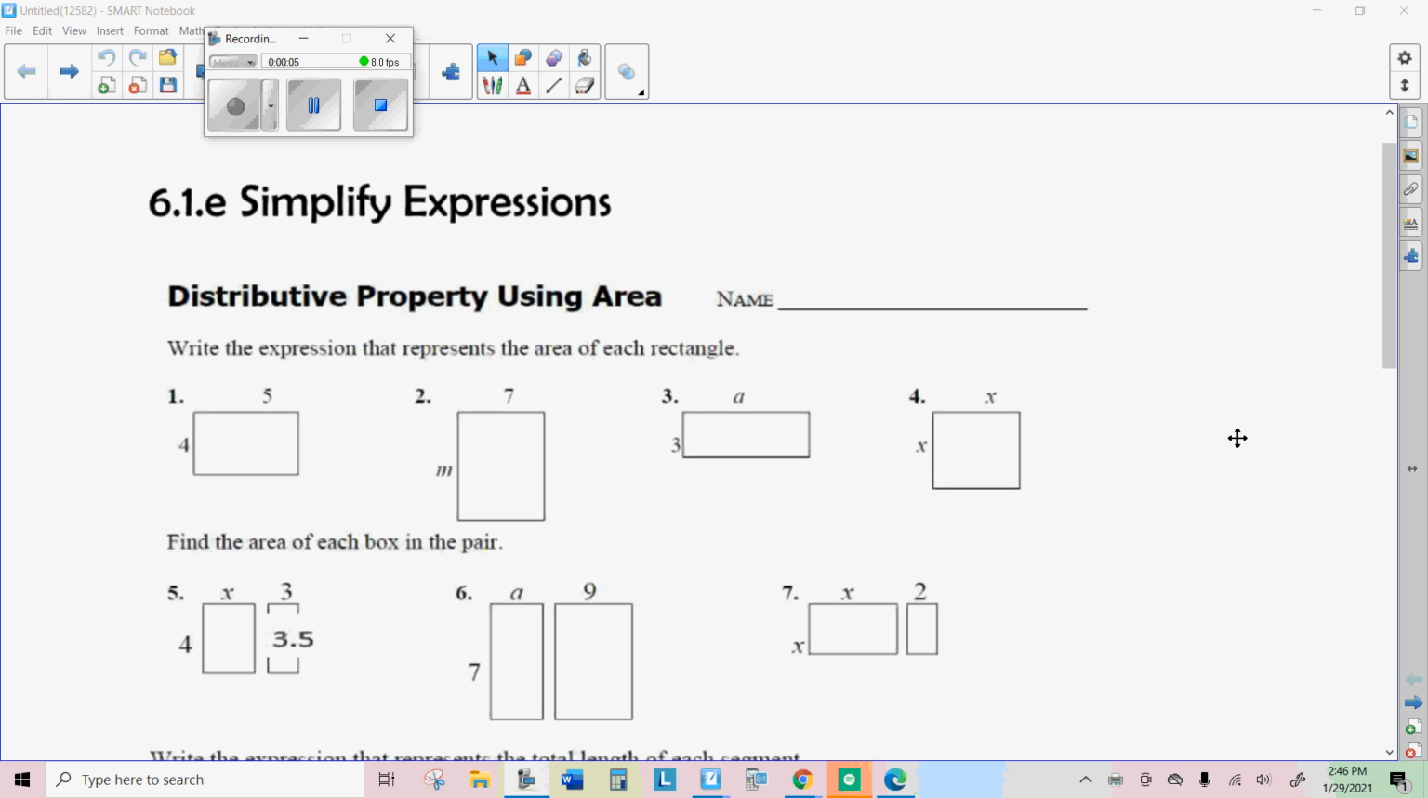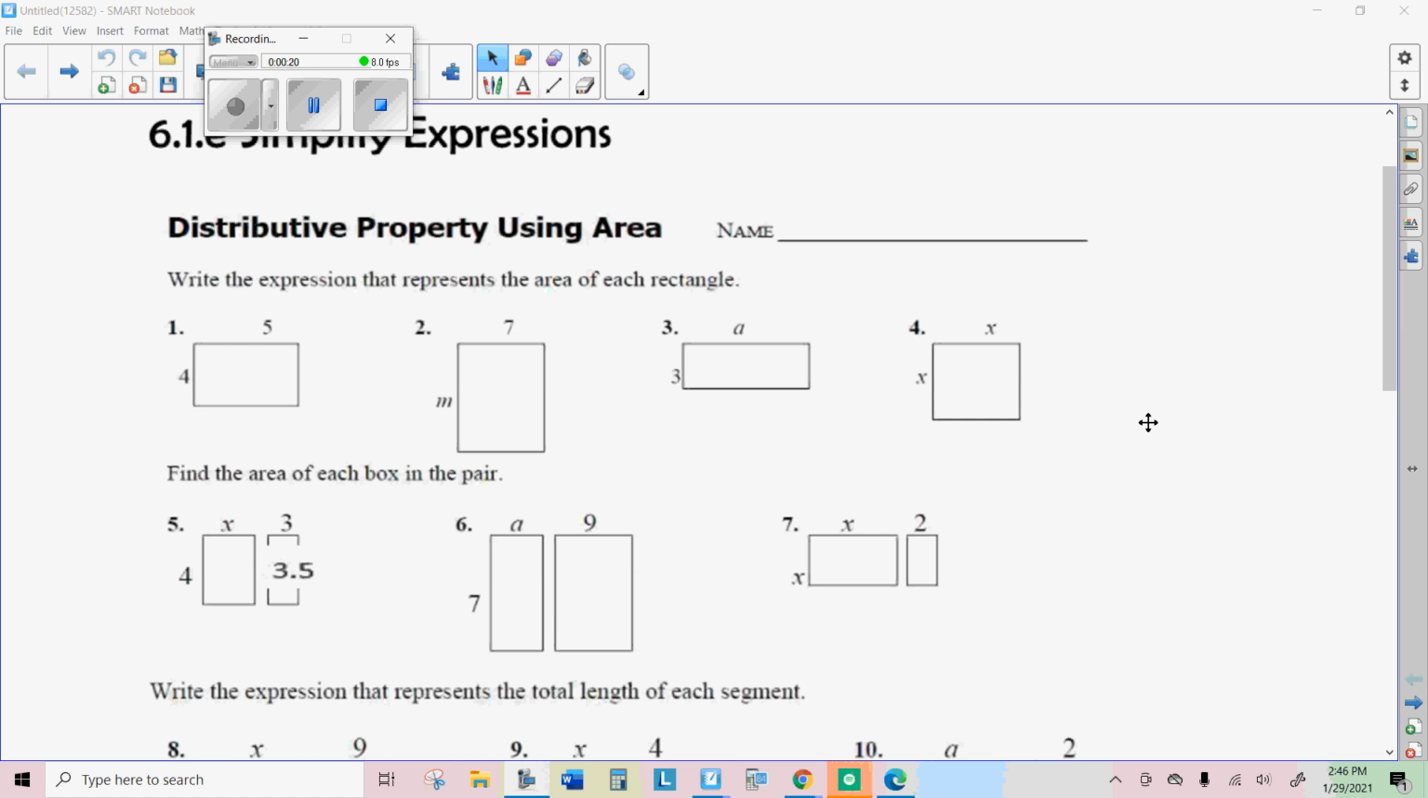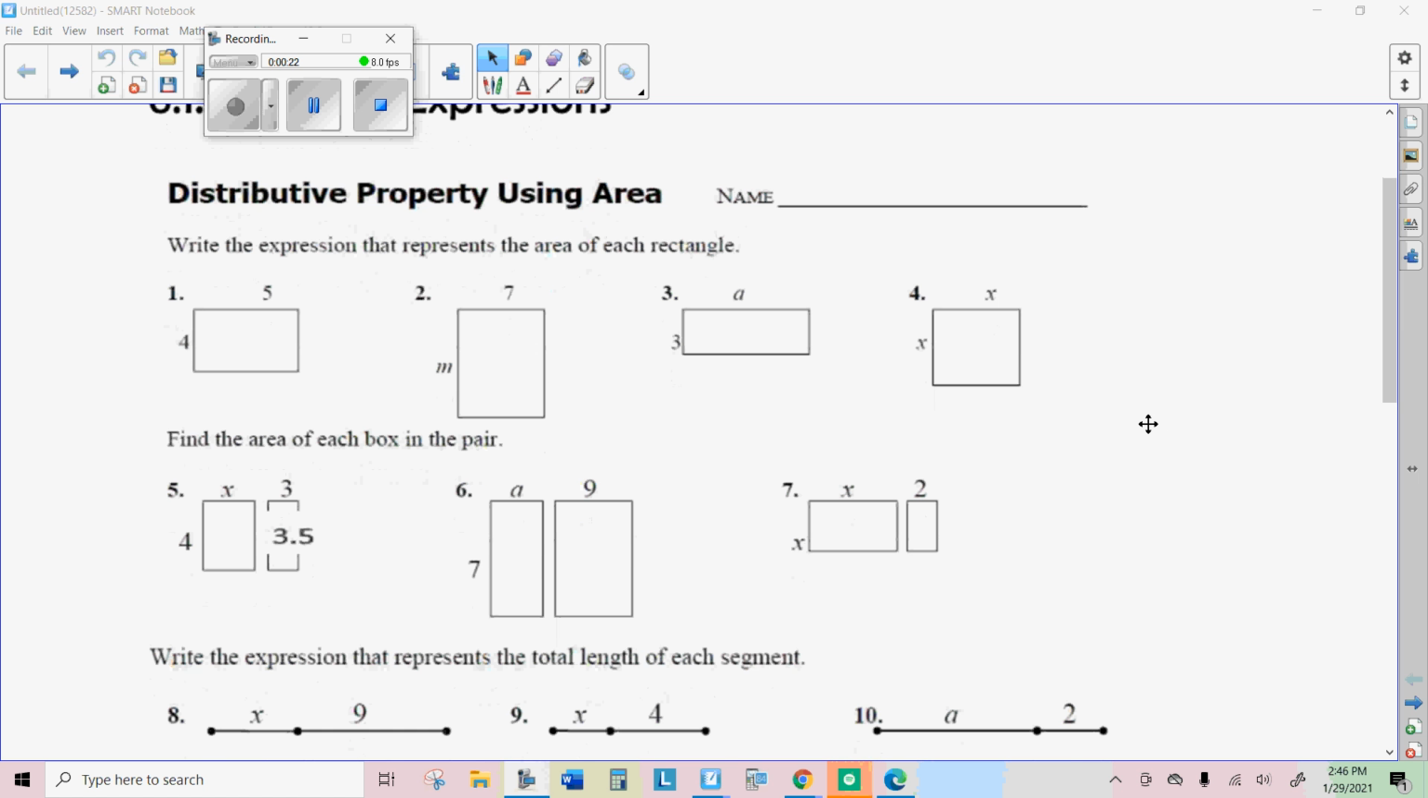It's Mr. Hermanson again. We're starting lesson 6.1e, simplifying expressions. First thing we need to do is review a thing called the distributive property. I'm not sure how much of this you did, but it comes from the idea of multiplying dimensions in a rectangle.